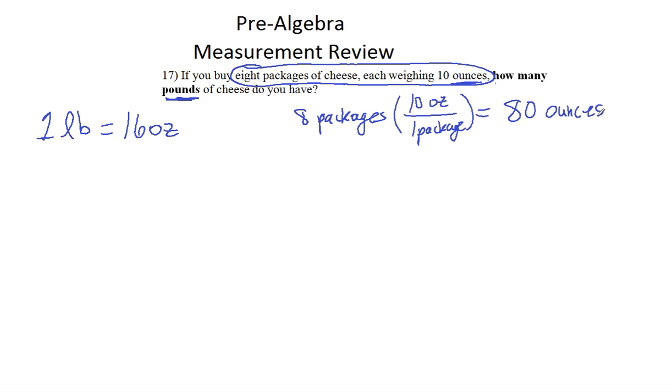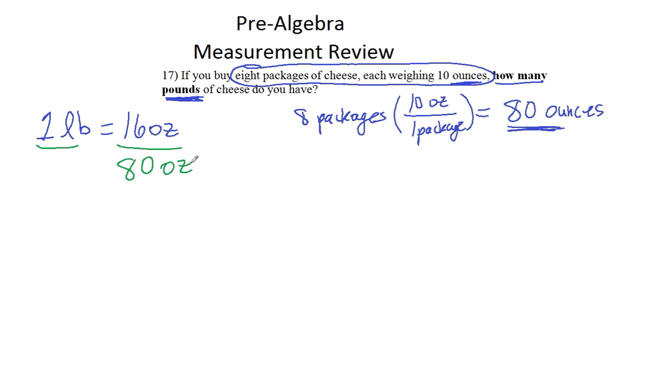Now go back to the question. How many pounds of cheese do you have? We've got a total of 80 ounces. So how many pounds do we have? Well, now all I have to do is come over here to my conversion rate. 1 pound equals 16 ounces. I'll make fractions out of that. And the 80 ounces needs to line up with the 16 ounces, so that has to go on the right.